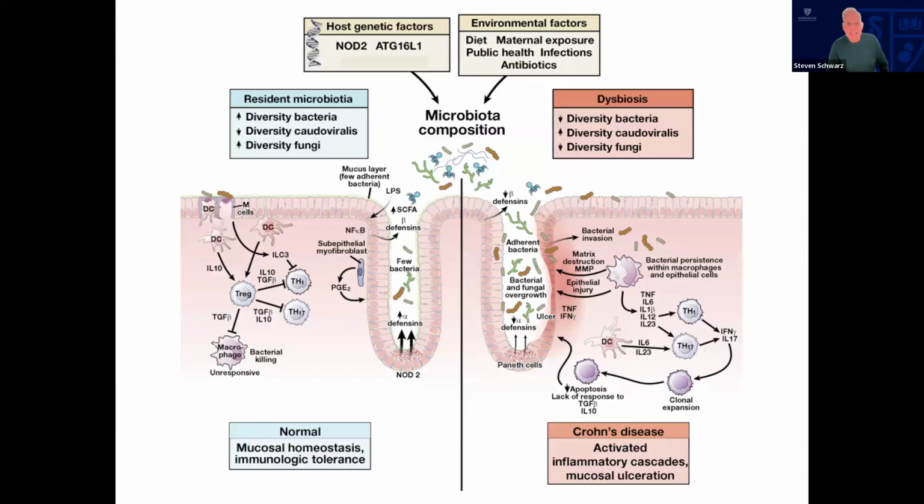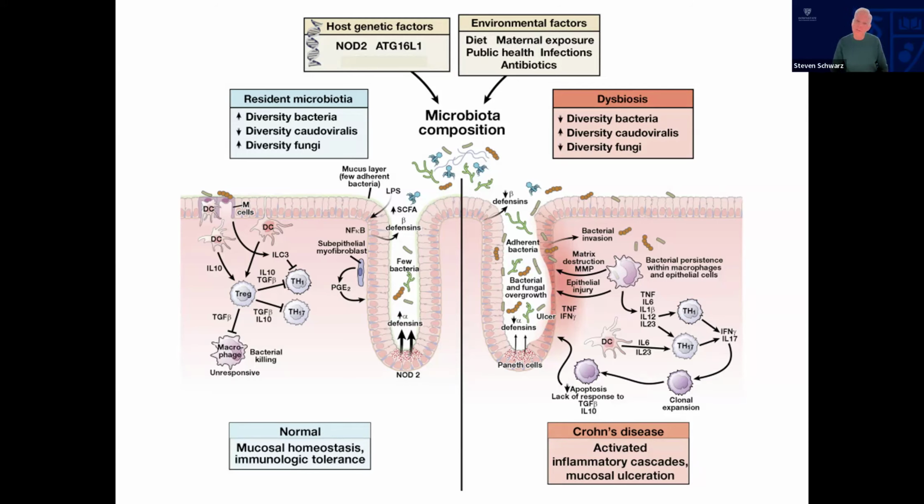So let's now add host genetic factors. In this case, we have NOD2, and we'll talk about its role in innate immunity, and ATG16L1, we'll talk about that in terms of autophagy. So we have to have genetic factors along with environmental factors, and these determine the microbiota composition.